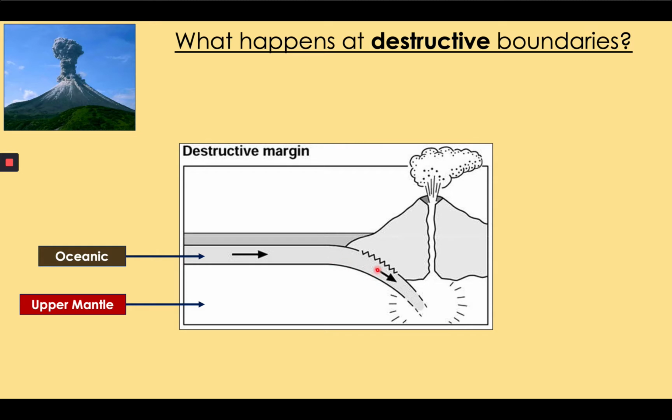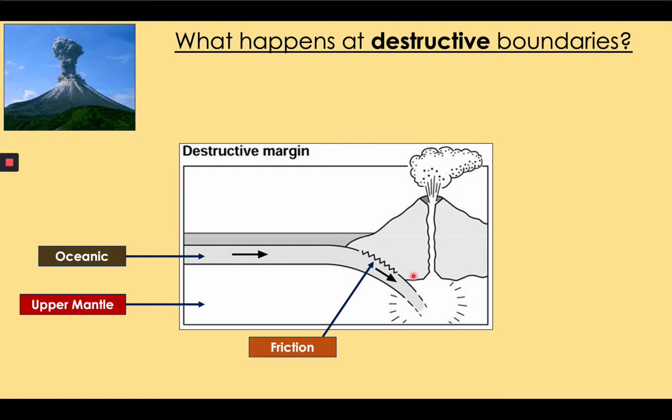As the oceanic crust slides past and beneath the continental crust, when it subducts, it causes friction with the continental crust. And this friction, combined with the oceanic crust going into the hot mantle, causes it to melt. And that melting creates a vast pool of magma beneath the plate boundary called a magma chamber.